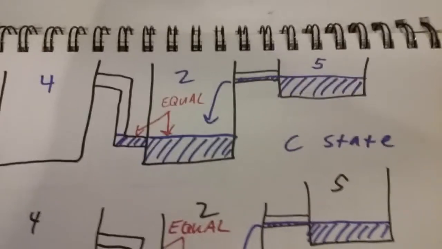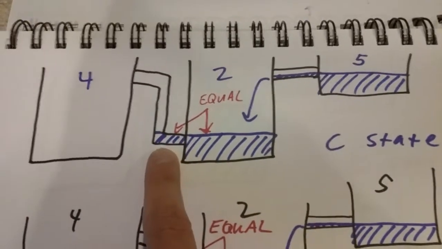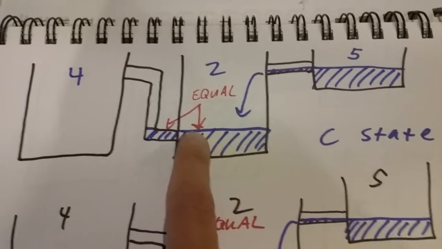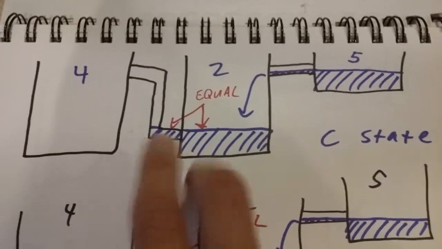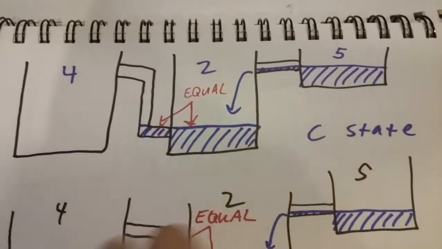Now we find ourselves in the C state, where water is moving from tank 2 into the small tube over at tank 4. Again, water seeks the same level, so the water in tank 2 and the water in this intermediate tube will rise at the same rate. Water will fill up in that way.